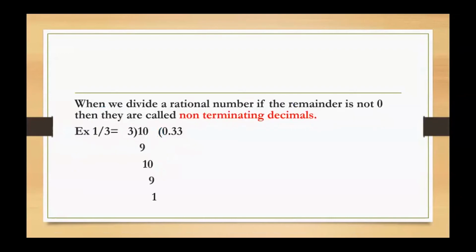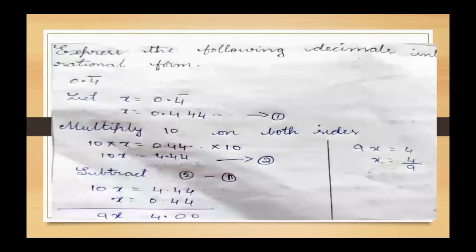When we divide a rational number, if the remainder is not 0, then they are called non-terminating decimals. 1 by 3 is equal to 3 divided by 1, which is 0 point, meaning after 1 we get 0. 3 threes are 9. Again we add 0. 3 threes are 9. It won't stop, it will keep going on. So we get 0.33 recurring. So it is a non-terminating decimal.